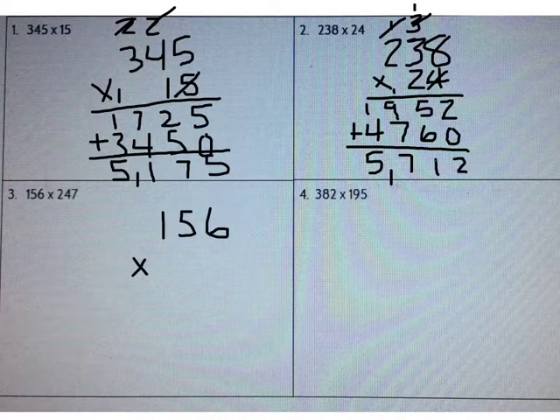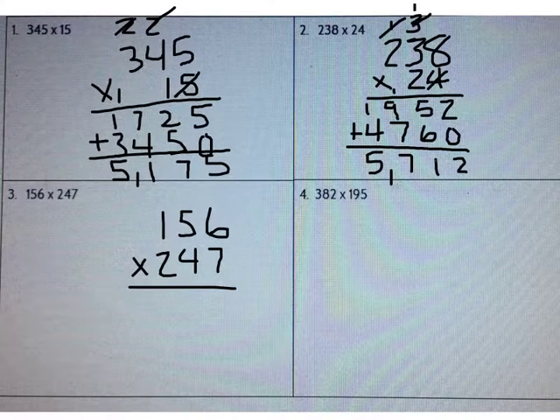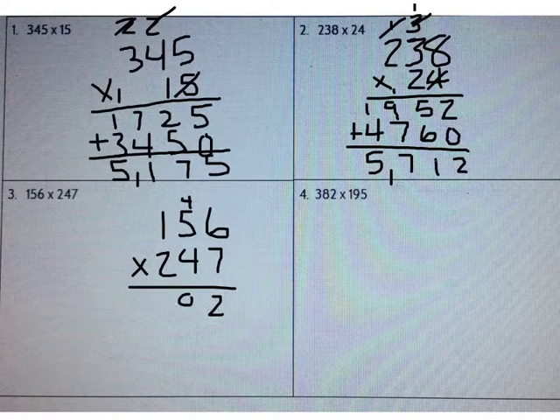156 times 247. Remember, this is the same as multiplying 7 times 156 plus 40 times 156 plus 200 times 156. Let's get started with 7. 7 times 6 is 42. I would carry the 4. 7 times 5 is 35, plus 4 more is 39. I would carry the 3. 7 times 1 is 7, plus 3 more is 10.